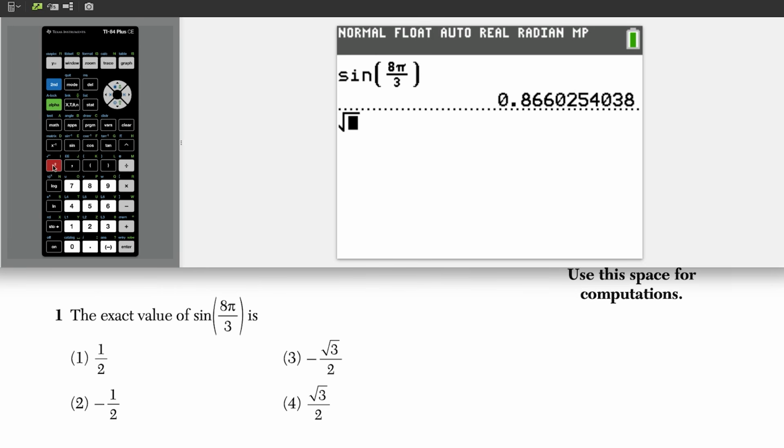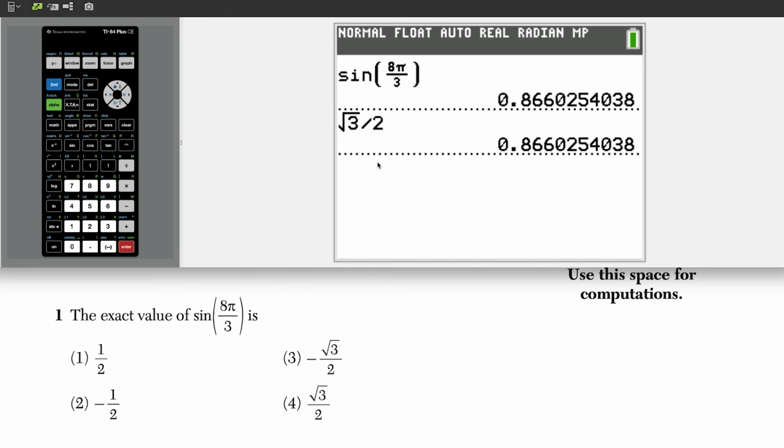Let me just double check. We have the square root of 3, and then we divide by 2. Okay, and we get the exact same decimal here. So choice 4 is our answer.